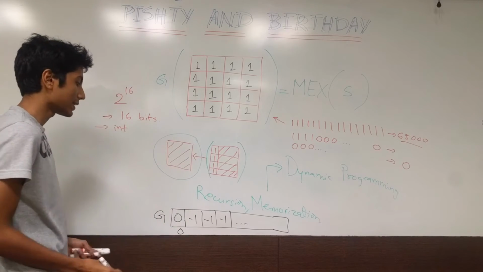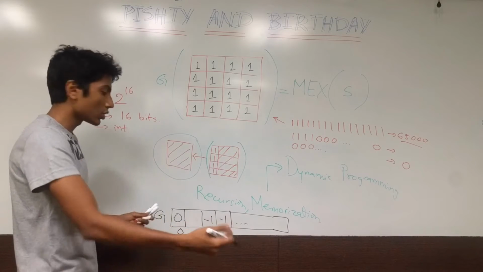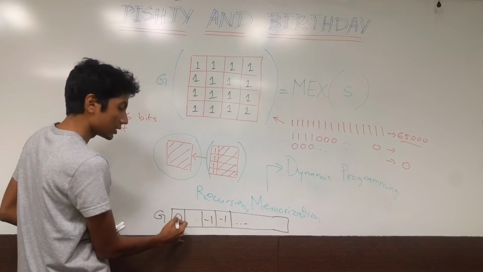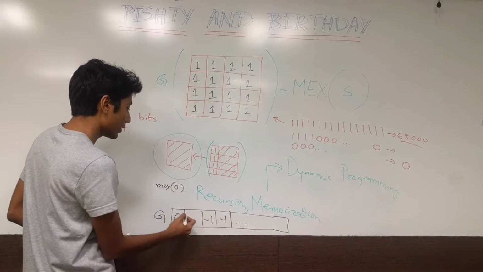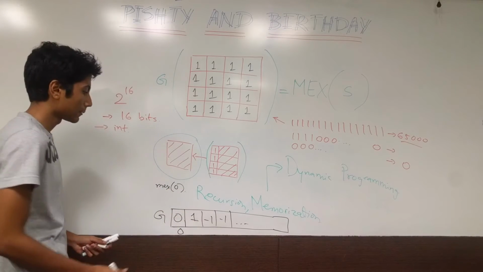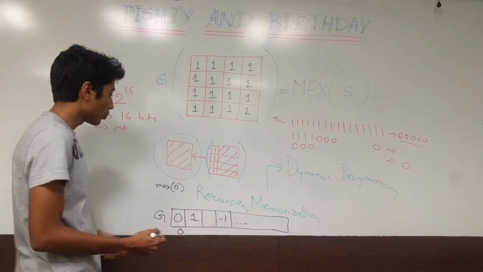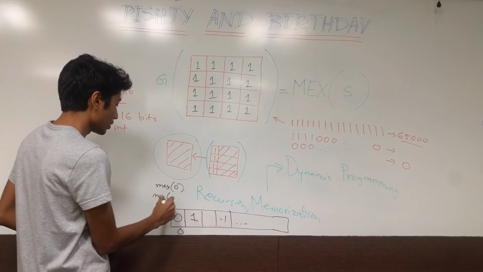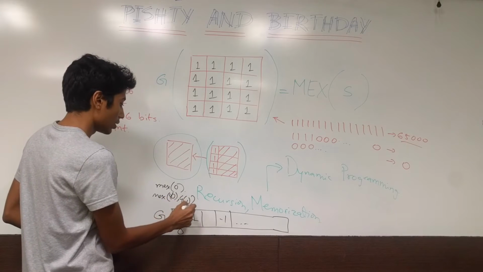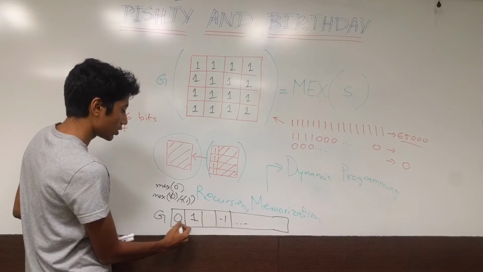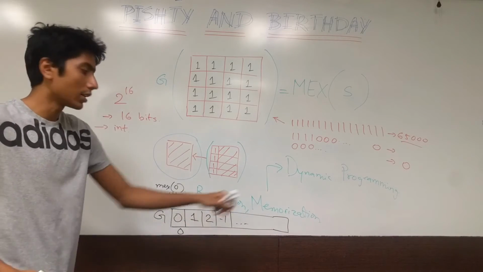So this is of course the base case. Grundy of 1 could go to Grundy of 0 only. So you come here, you check, see that the value is 0. Max of 0 is what you'll get, and that will be equal to 1. Grundy of 2 can only give you max of G of 0 and G of 1. So G of 0 is 0, G of 1 is 1, max of that is equal to 2. And that's how you'll be calculating the numbers.